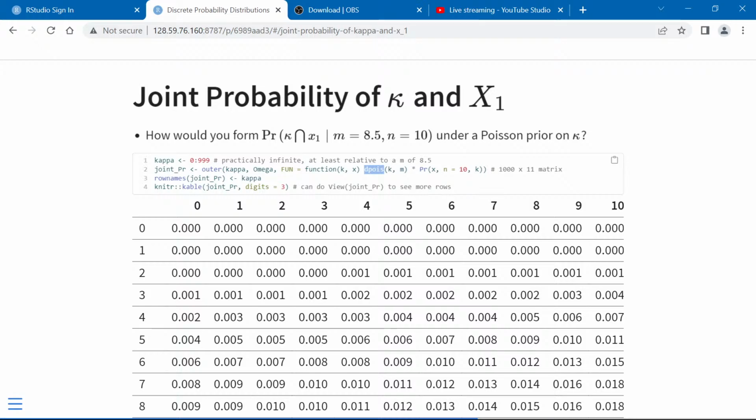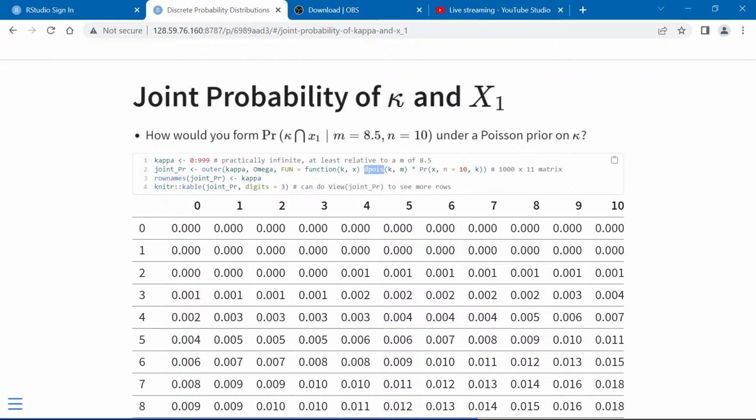And this whole line here is going to produce a new two-dimensional table called joint PR. But this one is the joint probability between kappa and x1. Hence, in this case it is going to have 1,000 rows, but you can think of 1,000 as being infinity or a finite approximation thereof, and 11 columns, one for each element of omega. So last week we had the joint probability between x1 and x2. Now we have the joint probabilities in a two-dimensional table between kappa being whatever and x in the column being whatever.